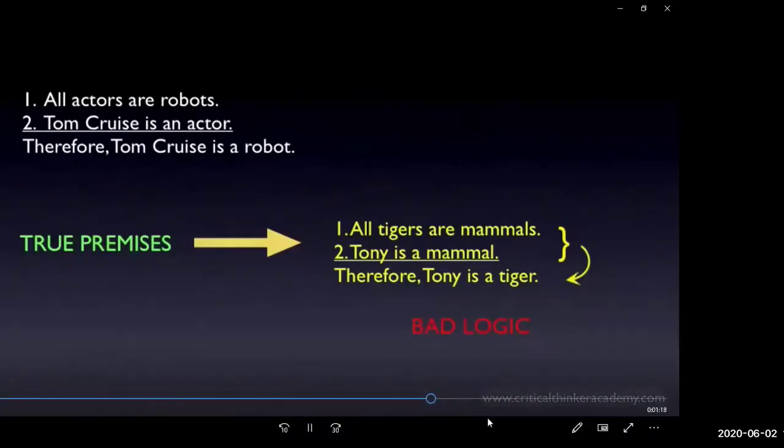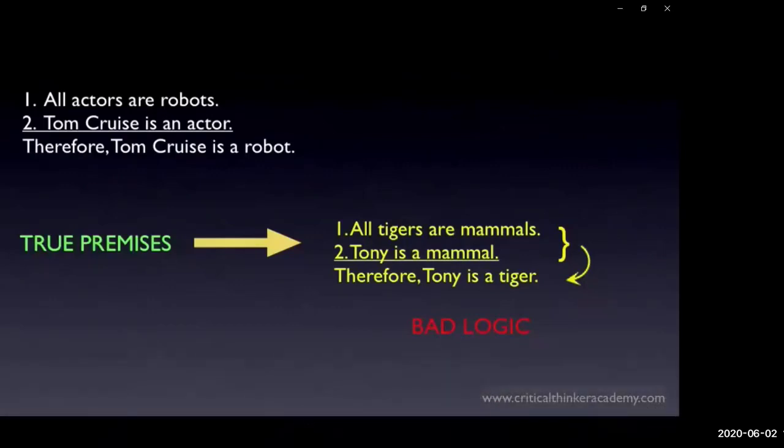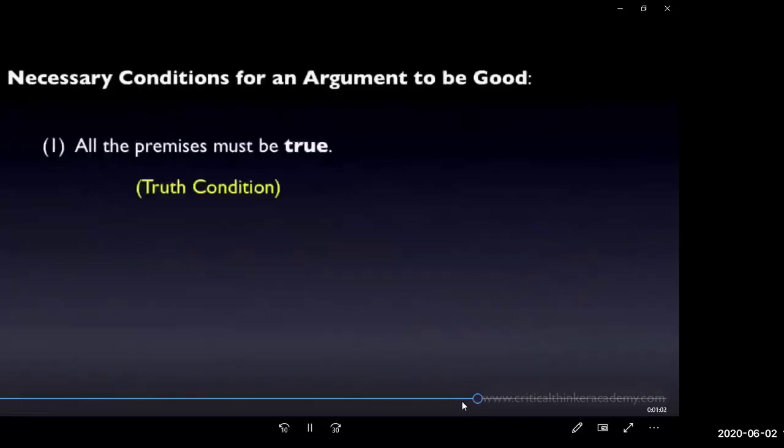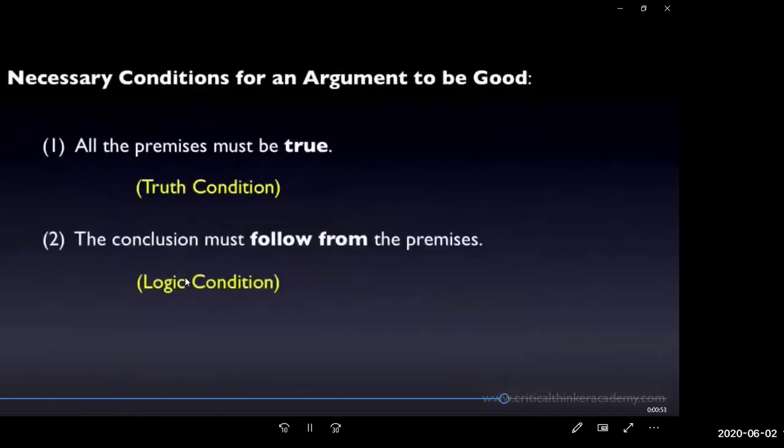This argument has all true premises, but bad logic. They're both bad arguments, but they're bad in different ways. And these two distinct ways of being bad give us a pair of conditions that an argument must satisfy if it's going to be good. First condition: if an argument is good, then all the premises must be true. We'll call this the truth condition. Second, if an argument is good, then the conclusion must follow from the premises. We'll call this the logic condition.